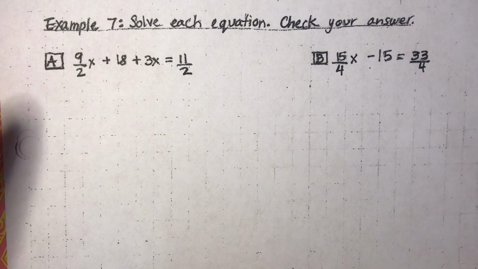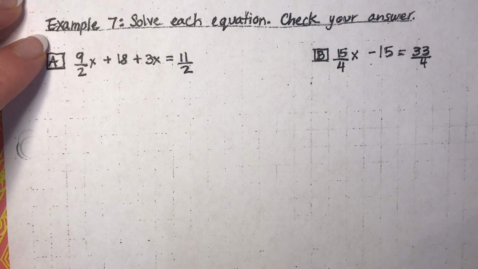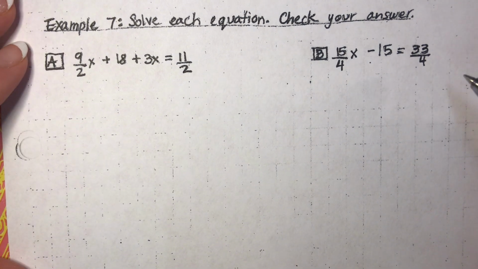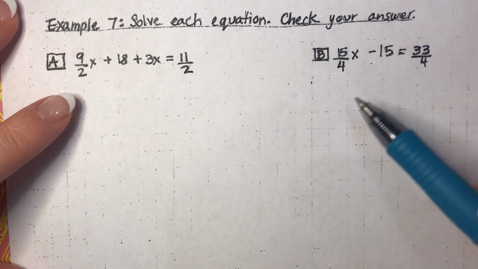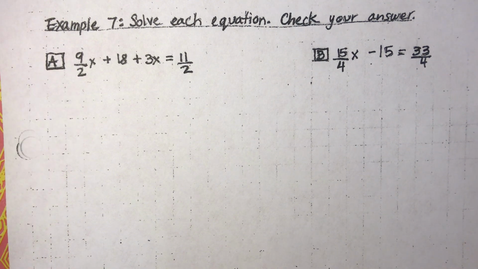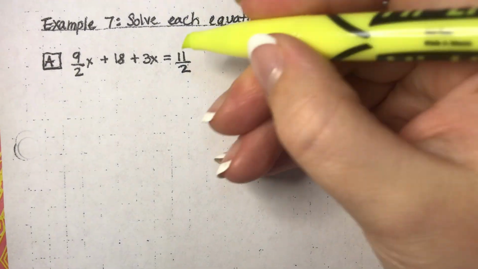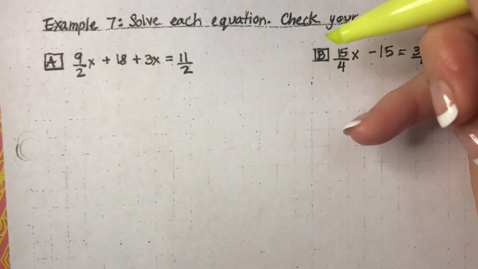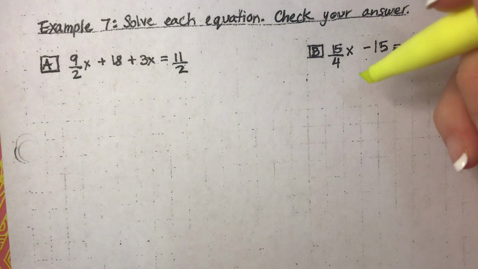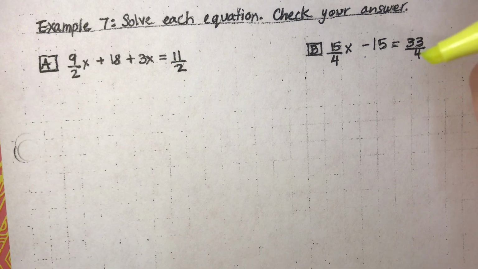All right, welcome back. Let's get started with example 7. We're going to solve each equation and then check our answer. So we're just continuing on with multi-step equations. These ones are a little bit more complicated than the ones we were doing before, and that's always good to try to do harder and harder ones, and then we just get better and better.